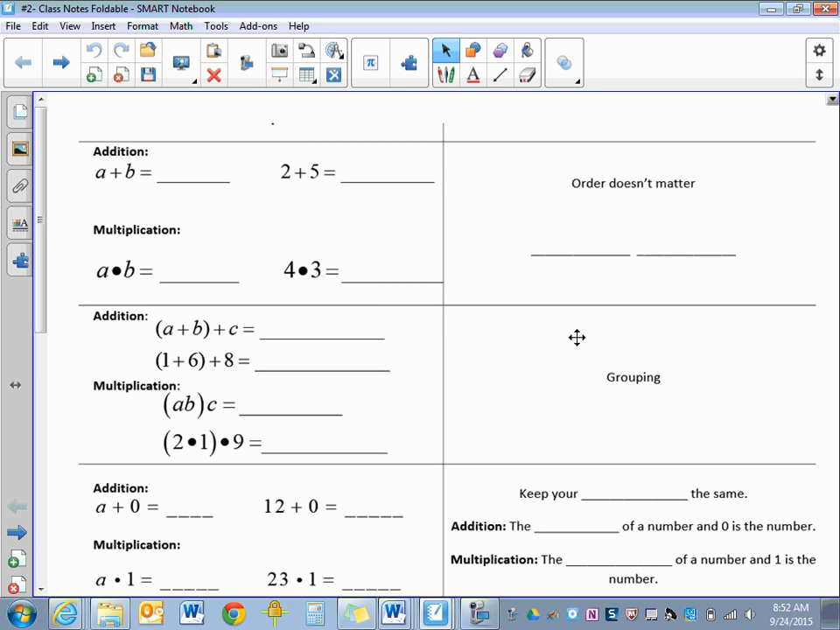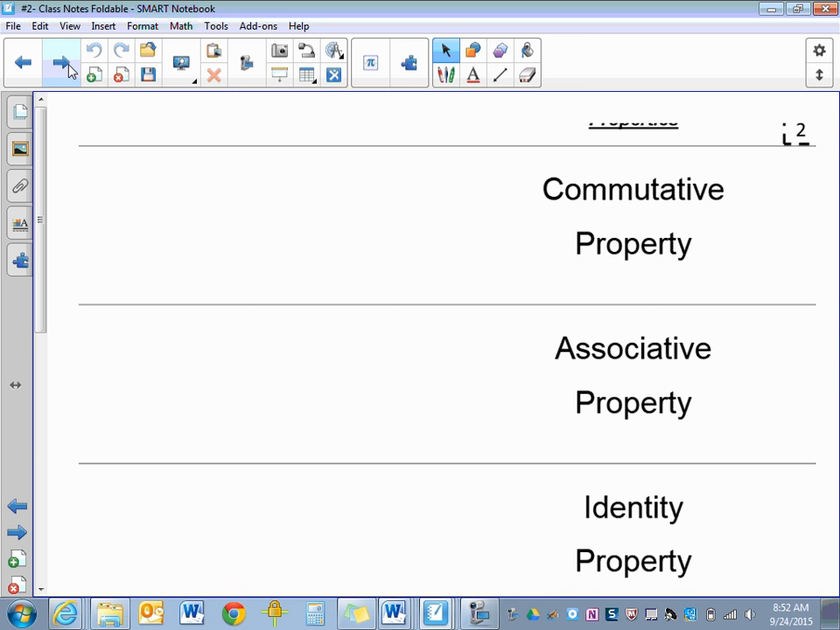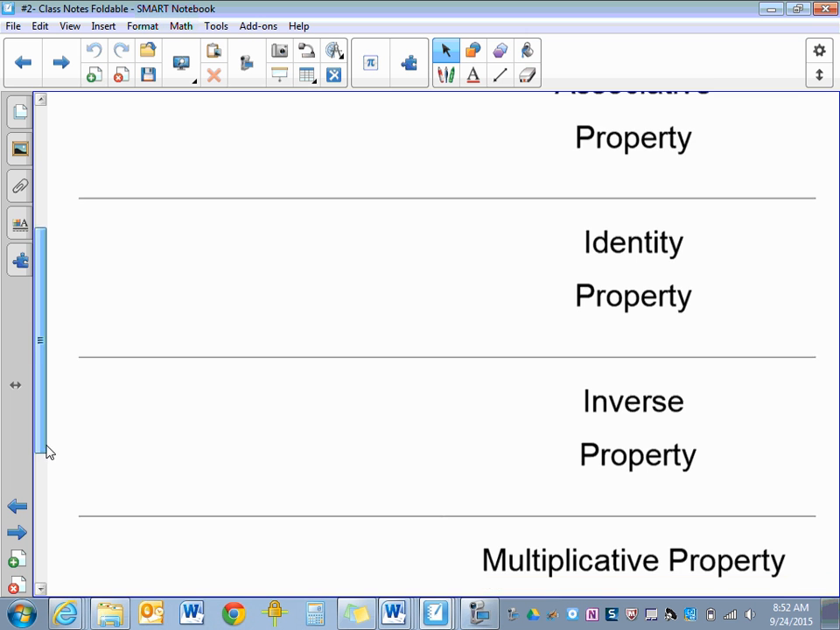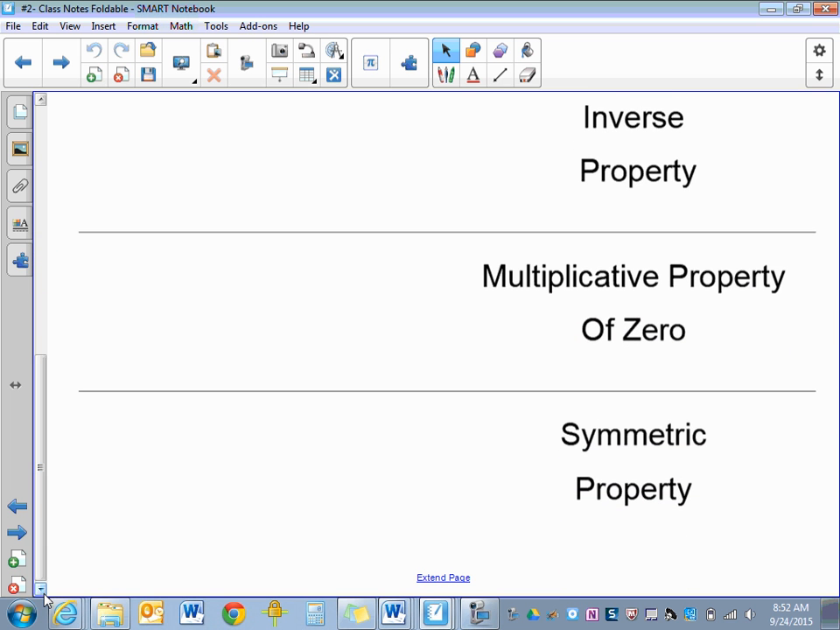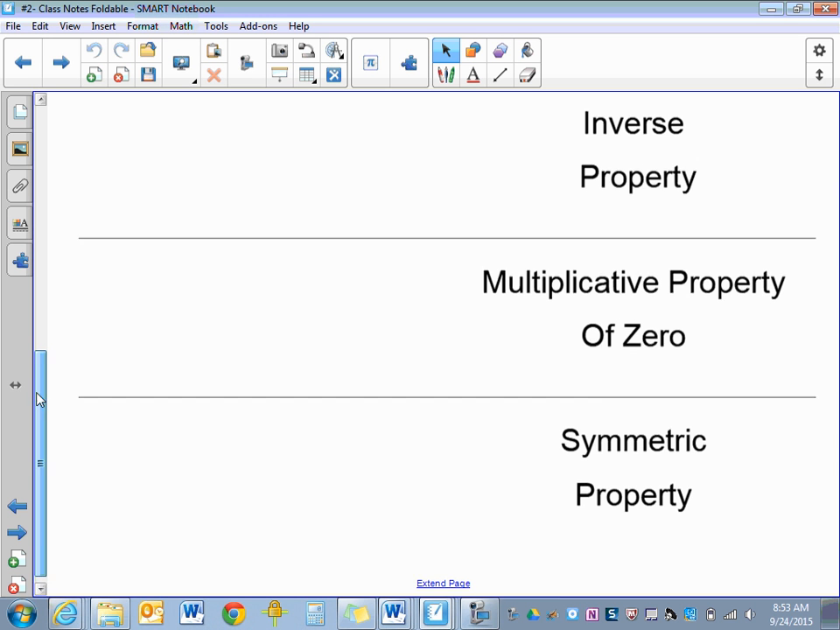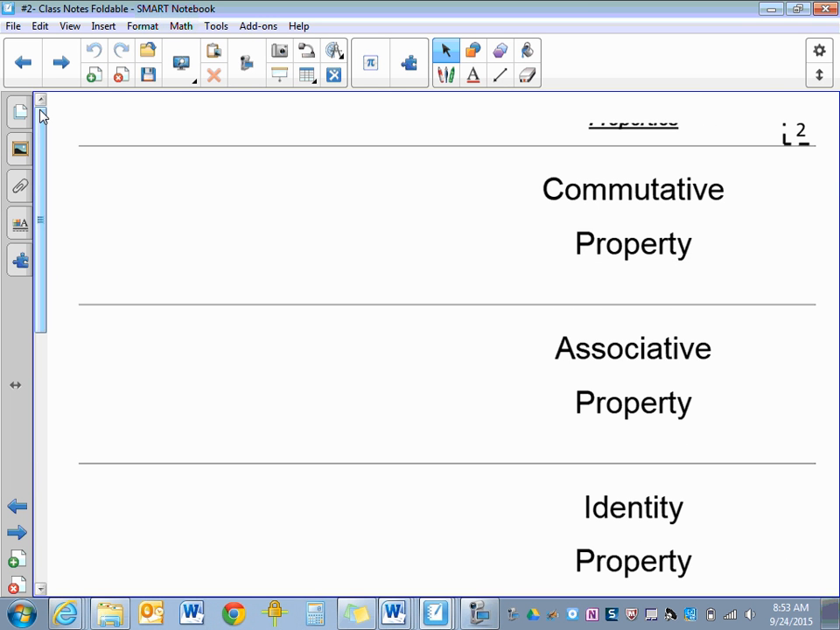Okay? So these properties: commutative property, associative property, identity property, inverse property, multiplicative property of 0, and symmetric property. These are the 6 properties we're going to be talking about today. And the SOL loves to ask you questions on these. These are important to know the names of for the purpose of testing, but it's more important to know these properties just when you're doing problems.